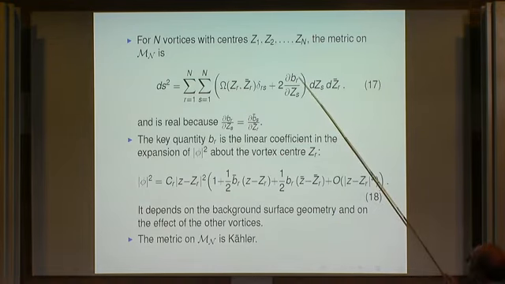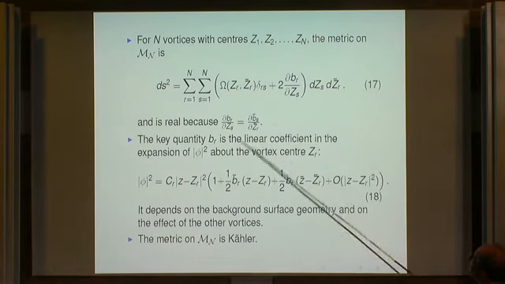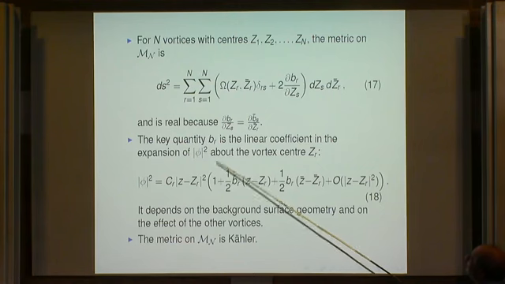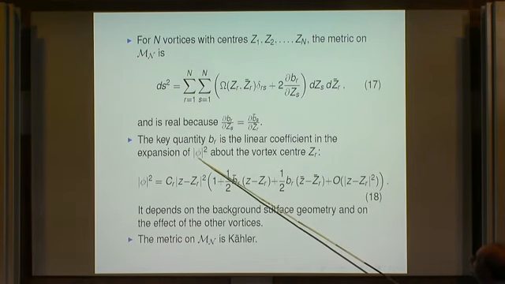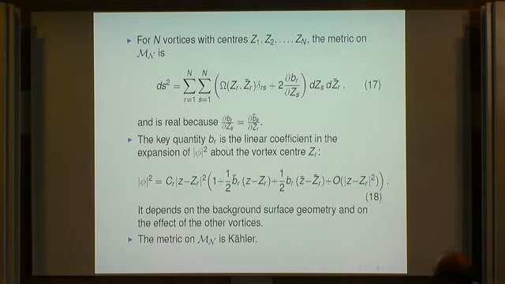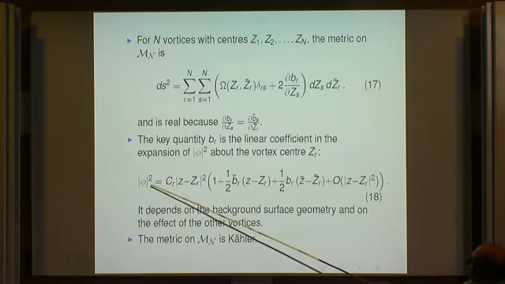And what is this B, which is sort of the key quantity here in this formula? Well, it's the coefficient in the expansion of mod phi squared around the vortex center. It's what contributes when you do a small line integral. This has radius epsilon, when epsilon is small. And so you have to do an expansion.